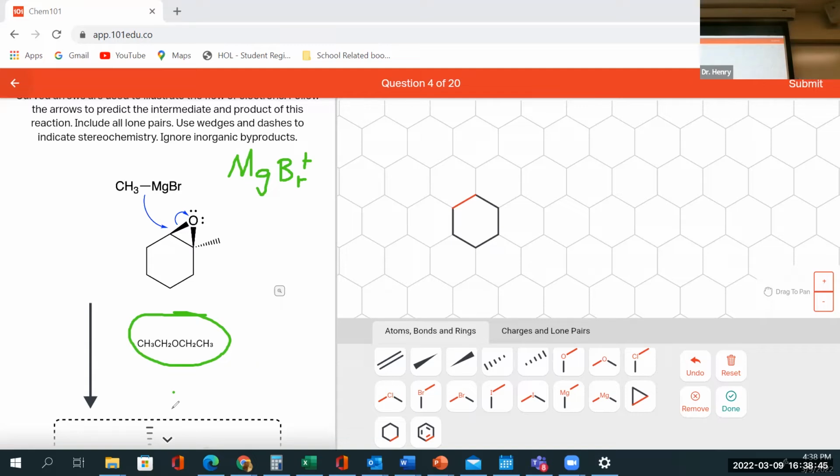No, this isn't acting as a neutralizer. When it says neutralizing workup, that just means that we're going to add whatever we need to neutralize it. It's trying not to give you the answer without giving you the answer. Does that make sense?